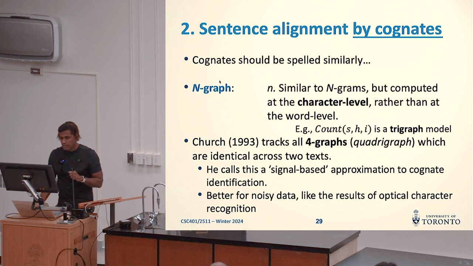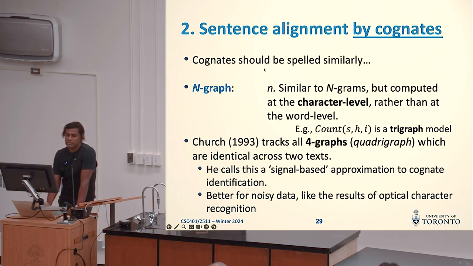the sentence alignment. What Church proposed in 1993 was tracking all 4-graphs, which are similar to 4-grams or n-graphs. An n-graph is essentially the same as n-grams, but for characters instead of words. So if two words share the same 4 characters, then they would be considered a cognate, okay?